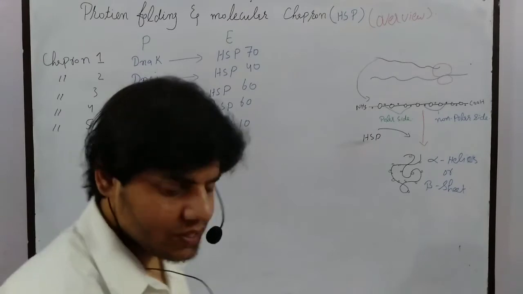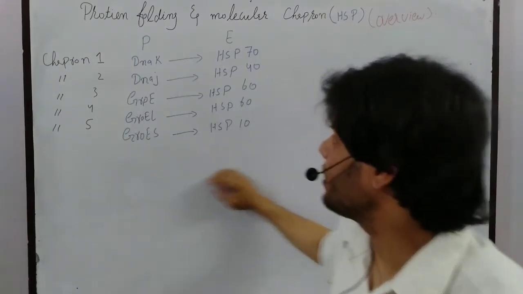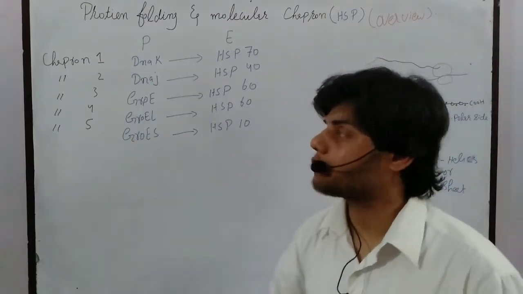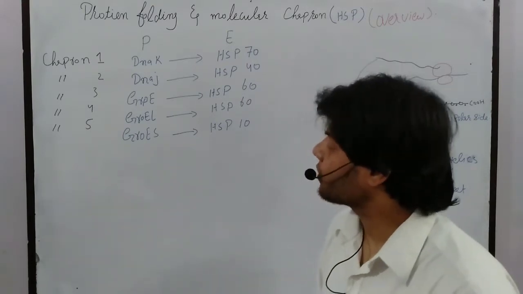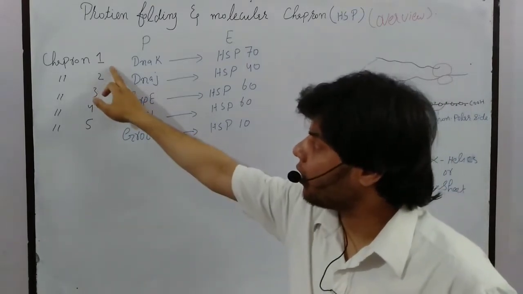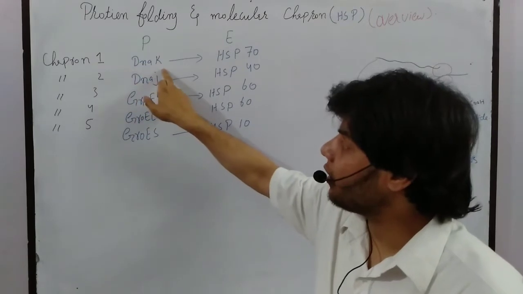So let me explain a little bit what these things actually are. These are the types of molecular chaperones. Now we have chaperone 1. In chaperone 1 we have DnaK.